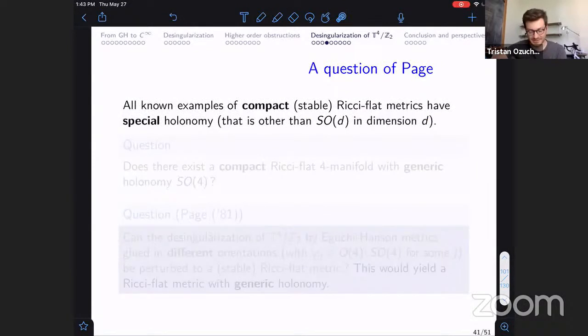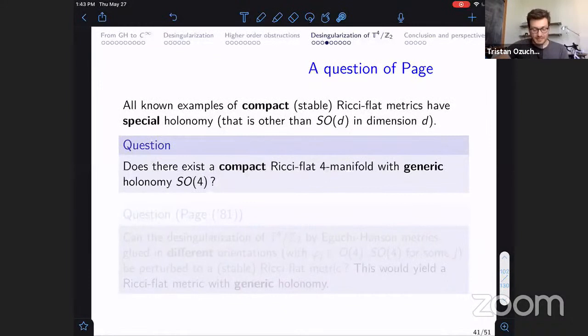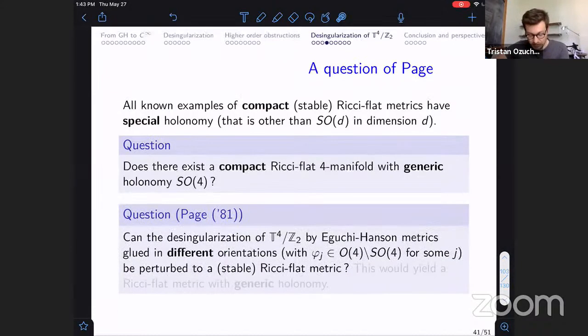But now, so the same question as this morning, there is this question of Page, motivated by this observation that all of the known examples of compact Ricci-flat metrics that are stable have special holonomy. And the main open question here is whether or not this is the complete list. I mean, does every Einstein metric have to have reduced holonomy, or can it also have generic holonomy? And so Page proposed this construction that was already presented this morning, where you glue Eguchi-Hanson metrics in different orientations.